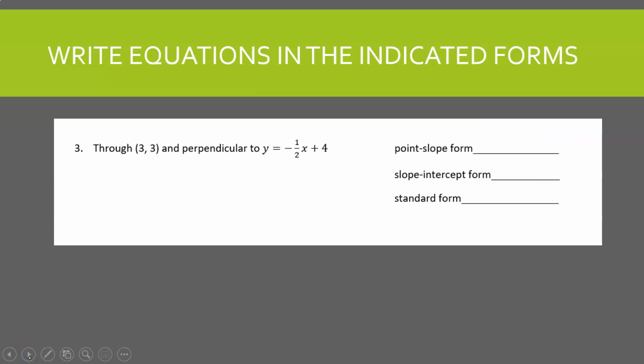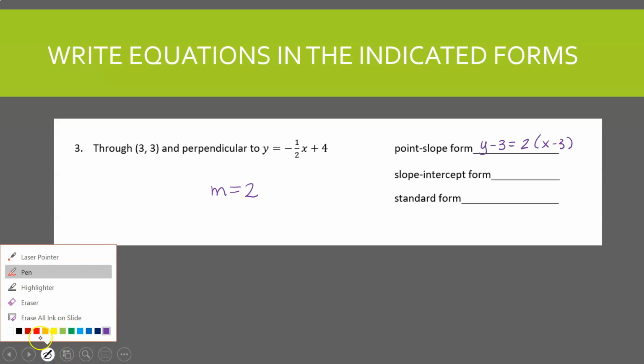Okay, this one goes through point 3, 3 and is perpendicular to y equals negative 1/2 x plus 4. Well, we know that perpendicular lines have slopes that are opposite reciprocals. So first, let's find our slope. Flip that upside down, use the opposite sign, so we have 2. My slope is 2. So we have y minus 3 equals 2 times x minus 3.